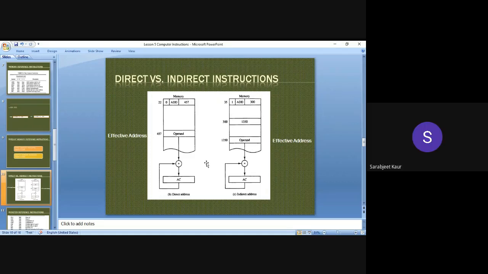So depending upon the case, if the address given to me by the instruction is the effective address, what is the effective address? We just said the effective address is the address where the operand is found. If this address is the effective address, then this instruction is a direct memory reference instruction. And if the instruction gives me the address where the effective address will be found, then it is an indirect memory reference instruction.